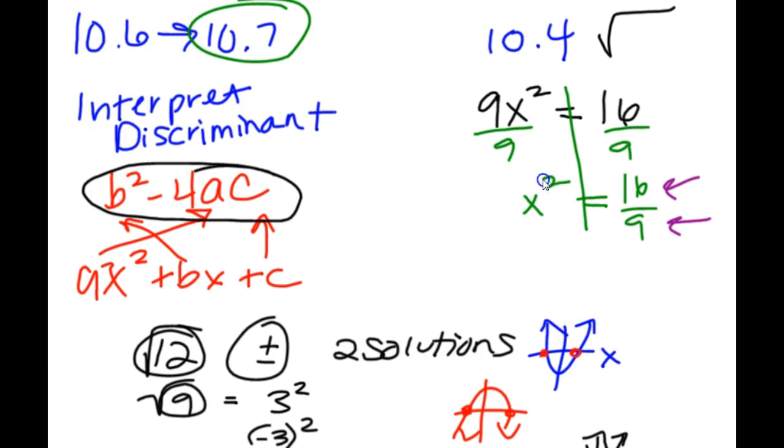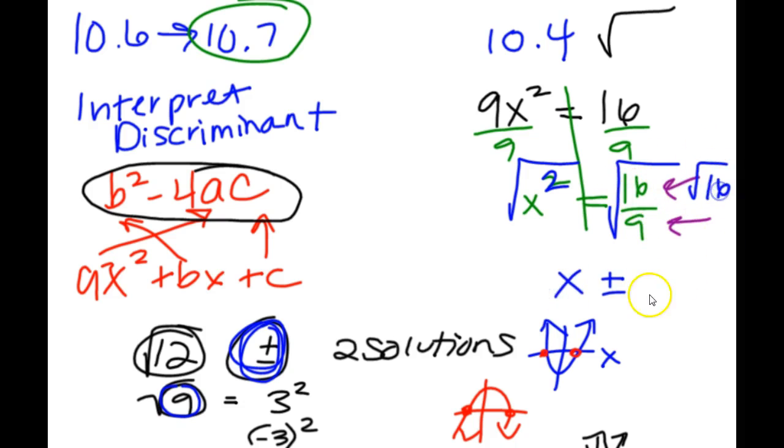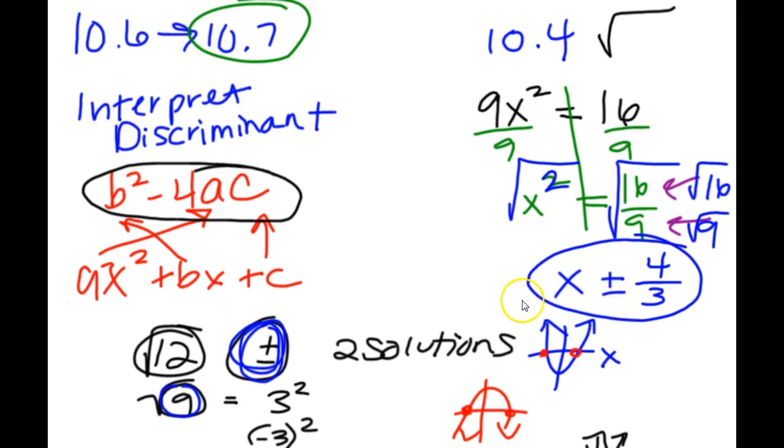And then last, the opposite of a square would be to take the square root. But remember, every time you take the square root, you could have 2 answers. So our answer is going to be positive or negative. And we have the square root of 16 on the top, which is really just 4. And the square root of 9 on the bottom, which is really just 3. Make sure you write both answers.